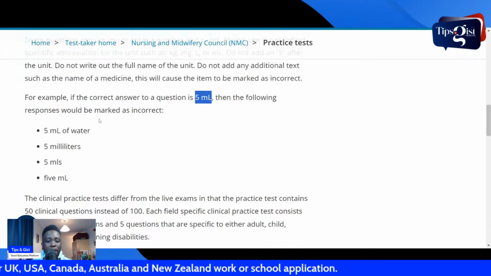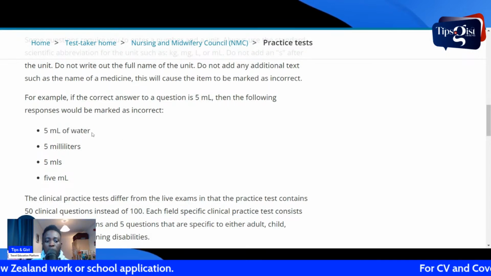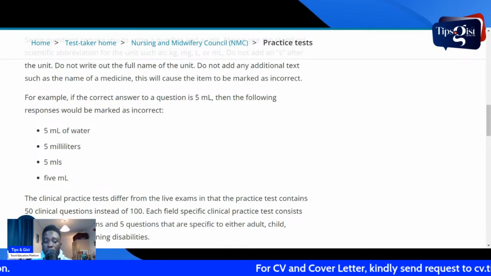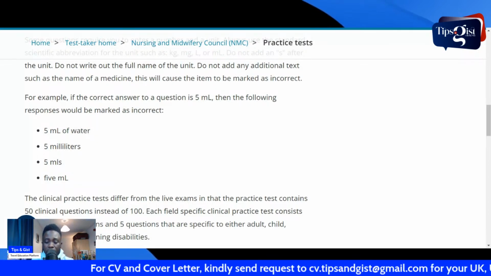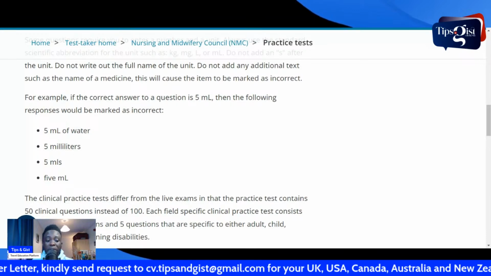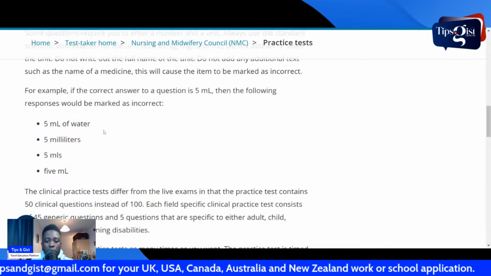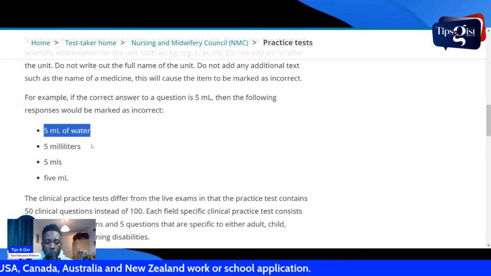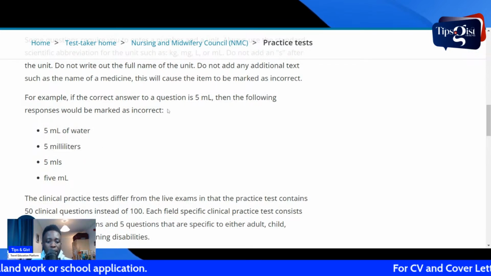So if you write 5 mils of water, you are wrong because they didn't ask you to add of water. If the question is, for instance, write the value of what is redrawn, you just write 5 mils. You don't say 5 mils of water. You will be wrong because that is not the correct unit. You don't say 5 milliliters. You don't write it in full. It is incorrect, right?